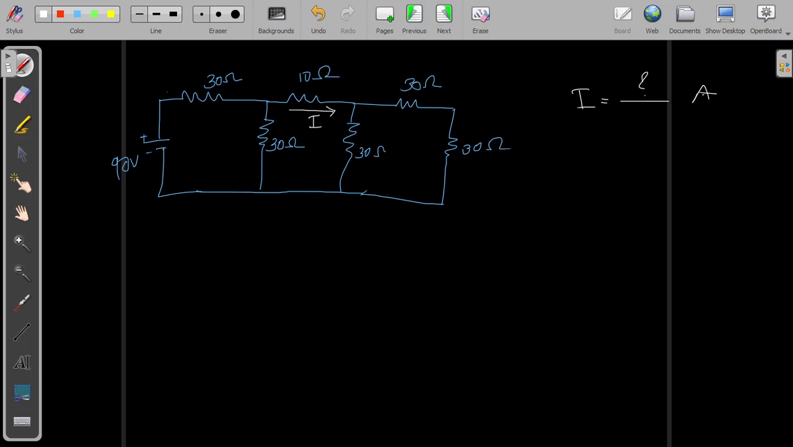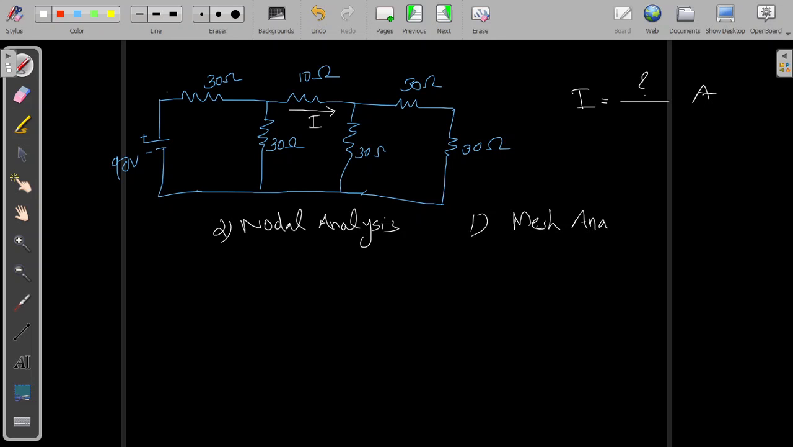That's the question. So we will do this by two methods. First method is nodal analysis. Actually, nodal analysis we have already done, so we will do it as the second method. First, we will do mesh analysis.